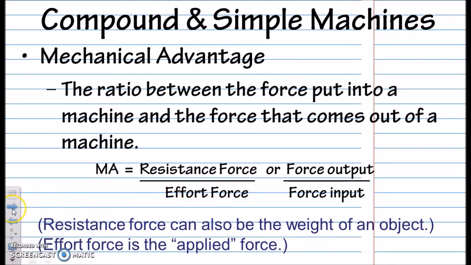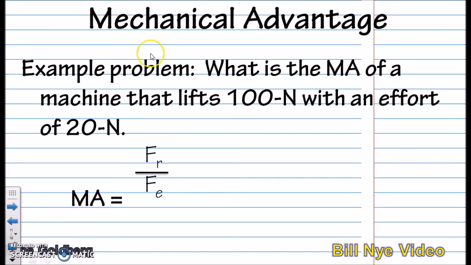So let's look at an example. What is the MA of a machine that lifts 100 newtons, so that's the object you're lifting, with an effort of 20 newtons? This is pretty straightforward. Your effort that you just applied is the easiest one to see, because it even says effort right there, and so that is going to be 20 newtons. The resistance is the object that you're lifting, so that will be the 100 newtons.